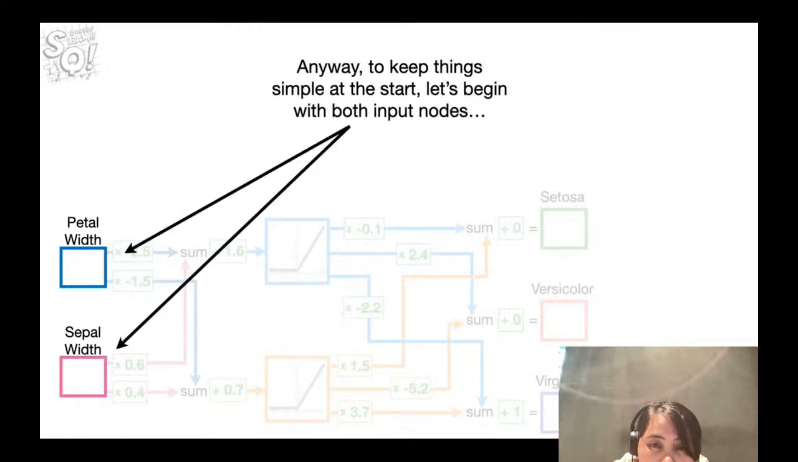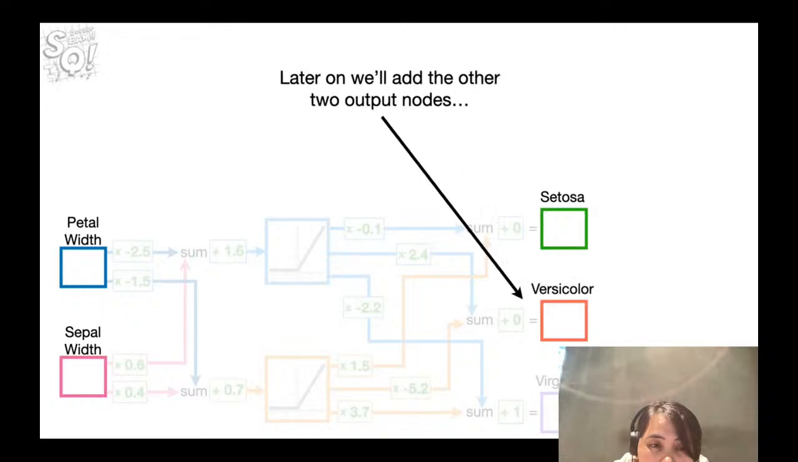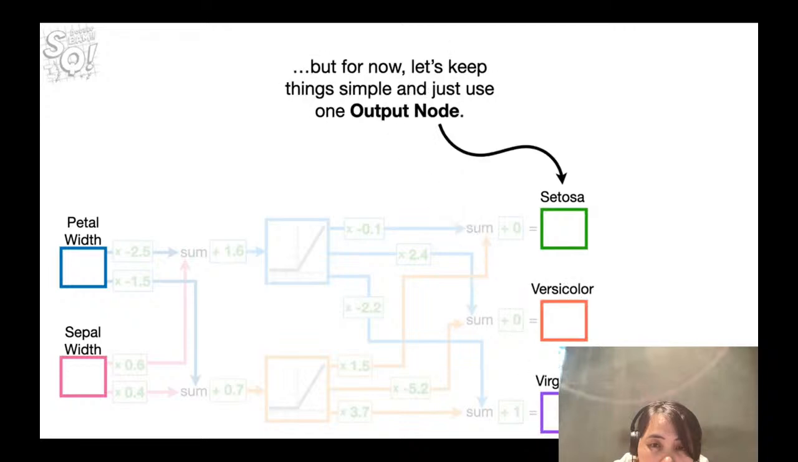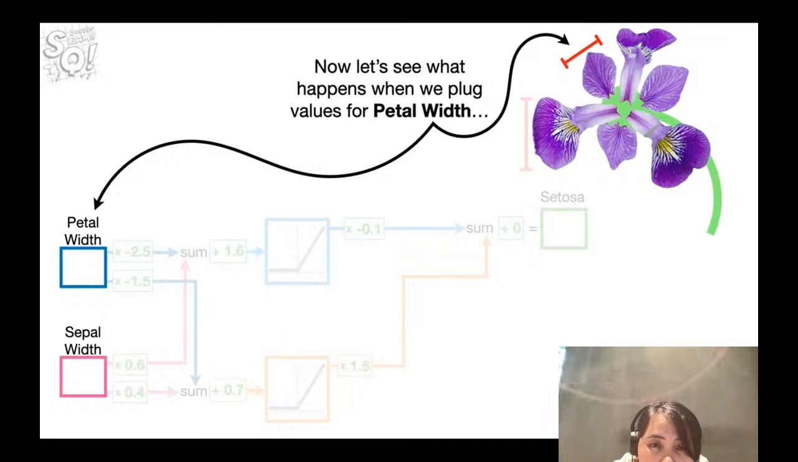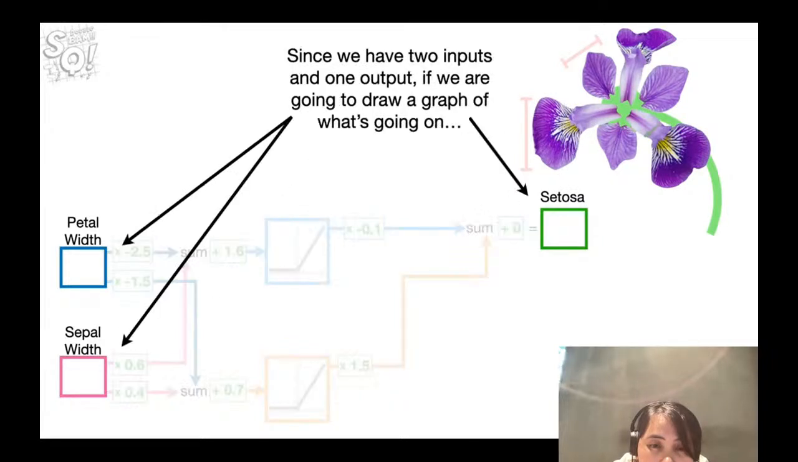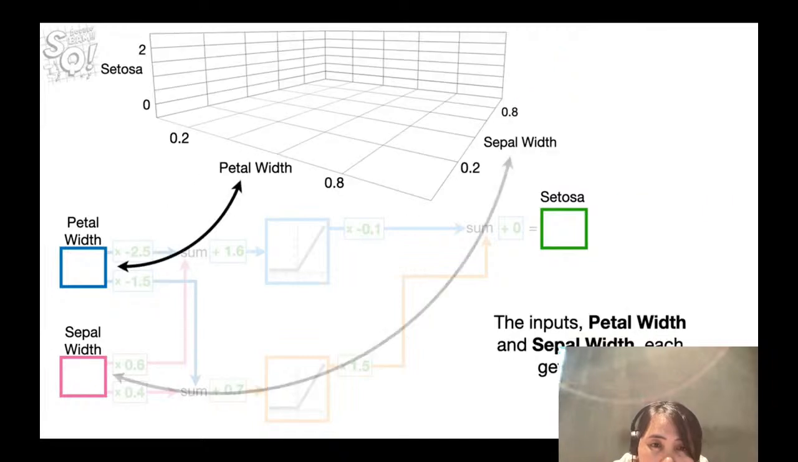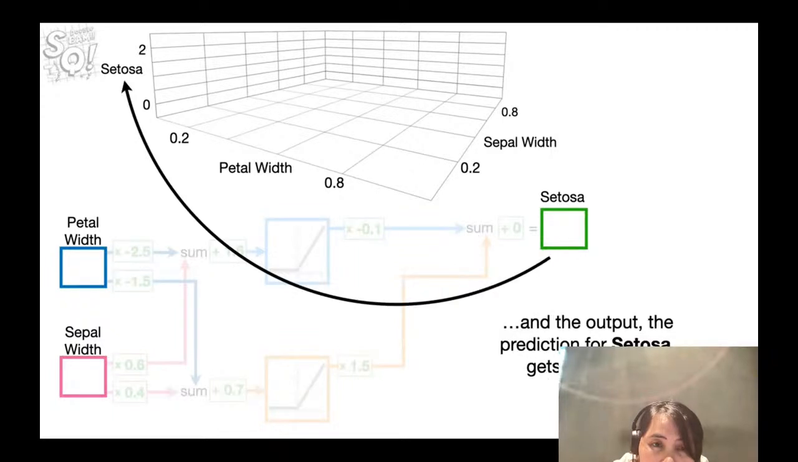Anyway, to keep things simple at the start, let's begin with both input nodes, but just one output node for Setosa. Later on, we'll add the other two output nodes, but for now, let's keep things simple and just use one output node. Now let's see what happens when we plug values for petal width and sepal width into this simplified neural network. Since we have two inputs and one output, if we're going to draw a graph of what's going on, then we need a three-dimensional graph. The inputs, petal width and sepal width, each get an axis. And the output, the prediction for Setosa, is the y-axis.